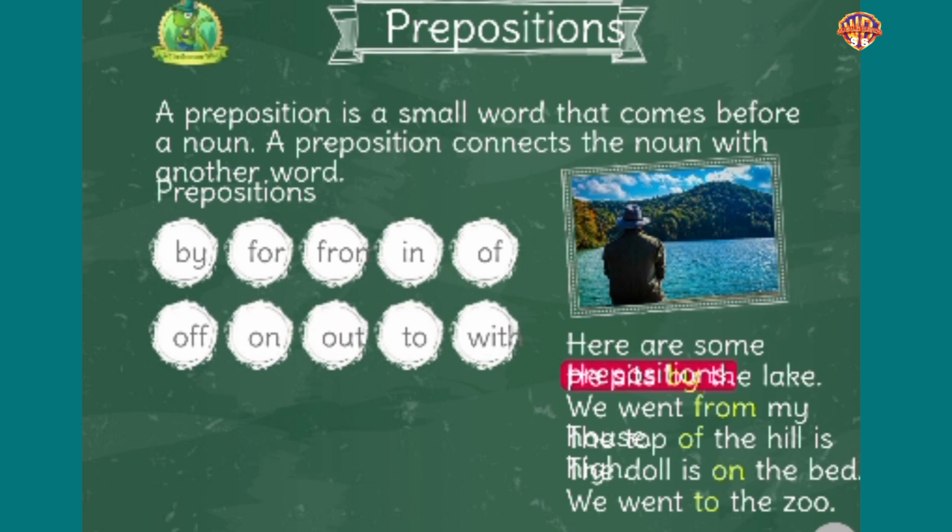Here are some prepositions. He sits by the lake. We went from my house. The top of the hill is high. The doll is on the bed. We went to the zoo.